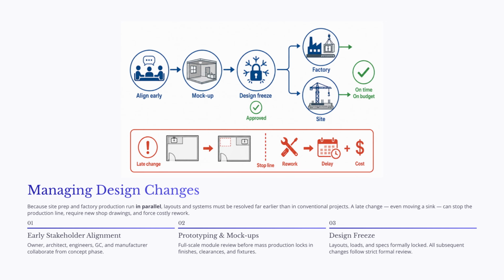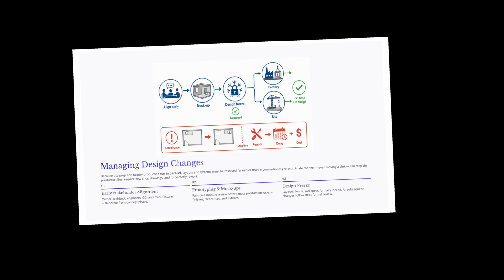A full-scale module mock-up allows the owner and design team to review clearances, finishes, fixtures, lighting, and maintenance access before mass production begins. Third, the project needs a clear design freeze. At that point, layouts, loads, specifications, and key systems are formally locked. Any later change should go through a strict review process to evaluate cost, schedule, procurement, and production impacts. The main message is simple: modular construction rewards early decisions and punishes late uncertainty.